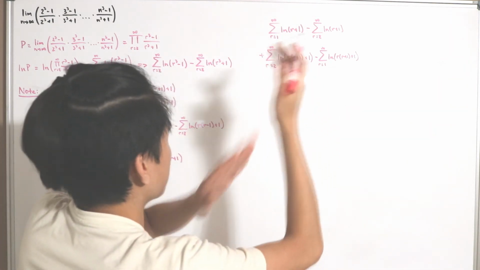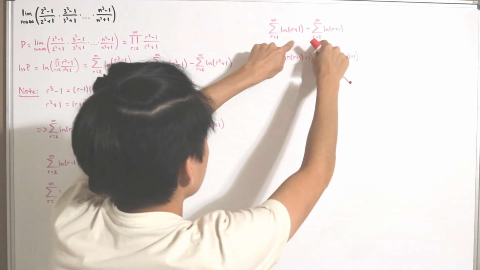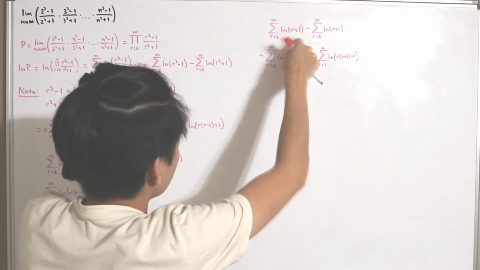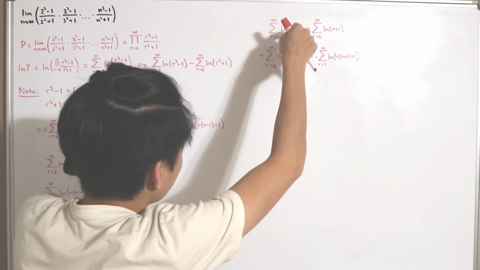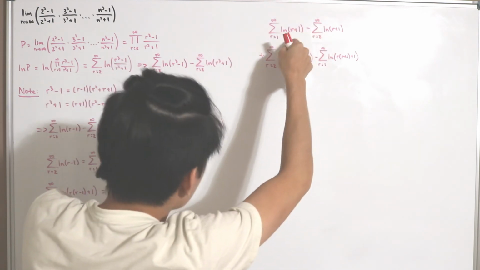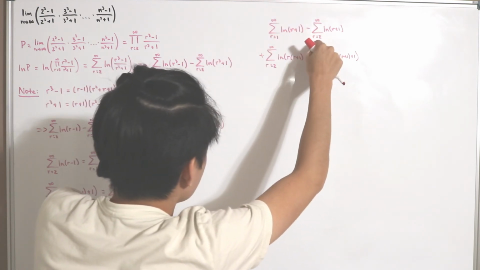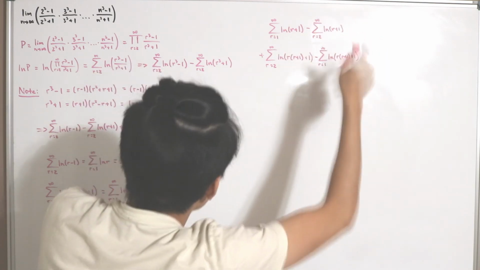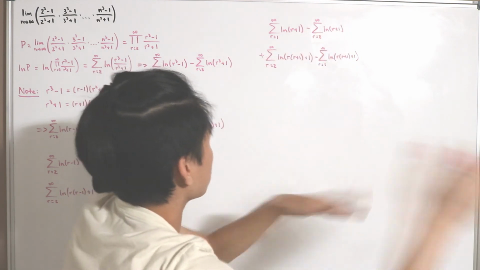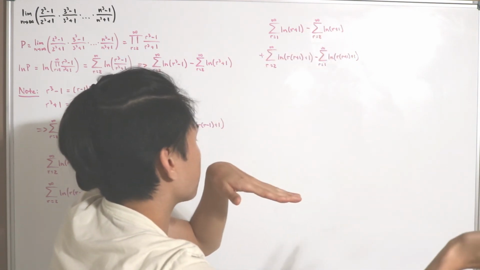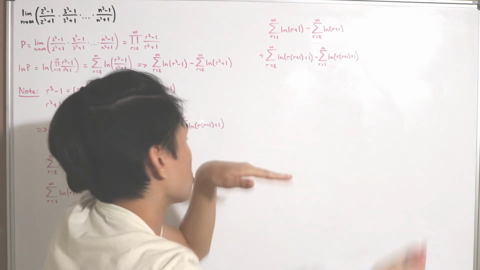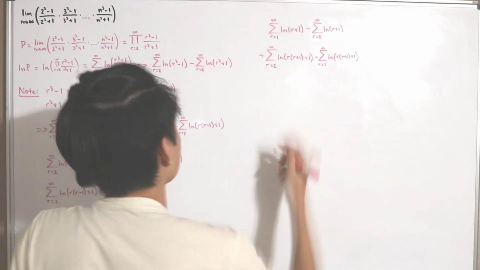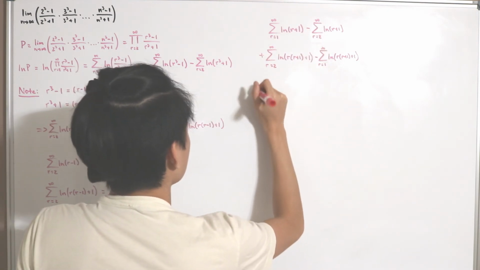So this means we're going to have some left over, focusing on these two. When r is equal to 1, this is ln of 2, then ln of 3, then ln of 4, and so on for here. But then we have subtraction of ln of 3, ln of 4, ln of 5, and so on. Since it's subtraction, they cancel out. The only thing you're left to evaluate is ln of r plus 1 when r is equal to 1 specifically, which is just ln of 2.